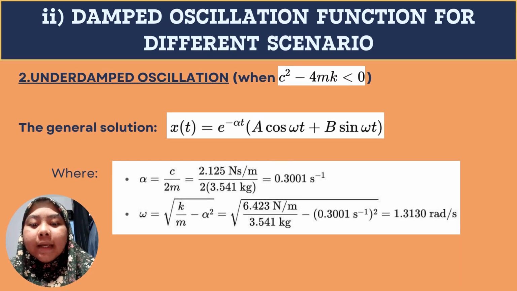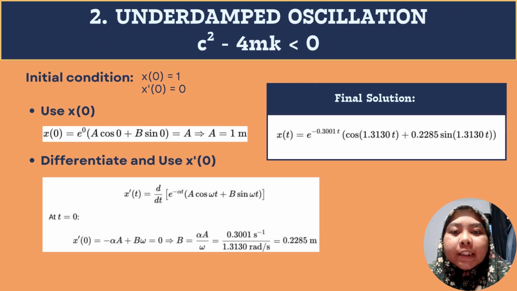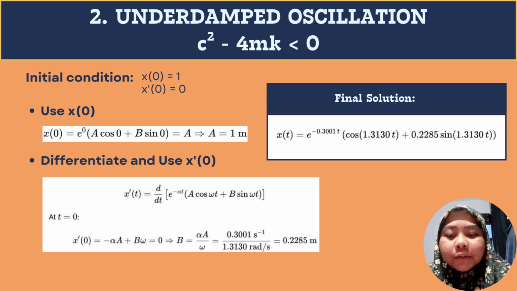Now, let's look at the underdamped case of a mass spring damper system. Underdamping means the system still oscillates, but the amplitude slowly decreases over time. It happens when c squared minus 4mk is less than 0. Using our values of m, k and c, we get negative 86.47, which is less than 0, so this confirms that the system is underdamped. We also need to calculate the alpha value and the angular frequency value. We assume the initial conditions x equals 1 and x prime equals 0. From this, we find that a equals 1 and b equals alpha over the angular frequency, which we got as 0.2285. And then here's the final solution.